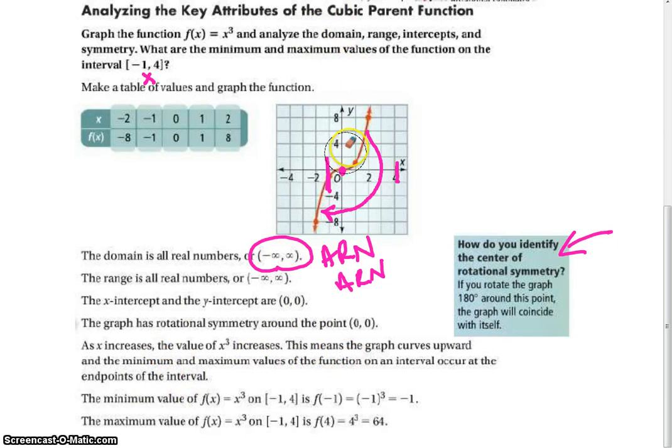So let me erase this where you can actually see the graph again. And our interval is from -1 to 4. So if you put -1 in, you get -1. So -1, -1. And that's your minimum value. And then if you put 4 in, you get 64. And so that's where your maximum value is. Okay? So when we found the minimum and the maximum values, we simply put those numbers into the function. All right, going to the next page.